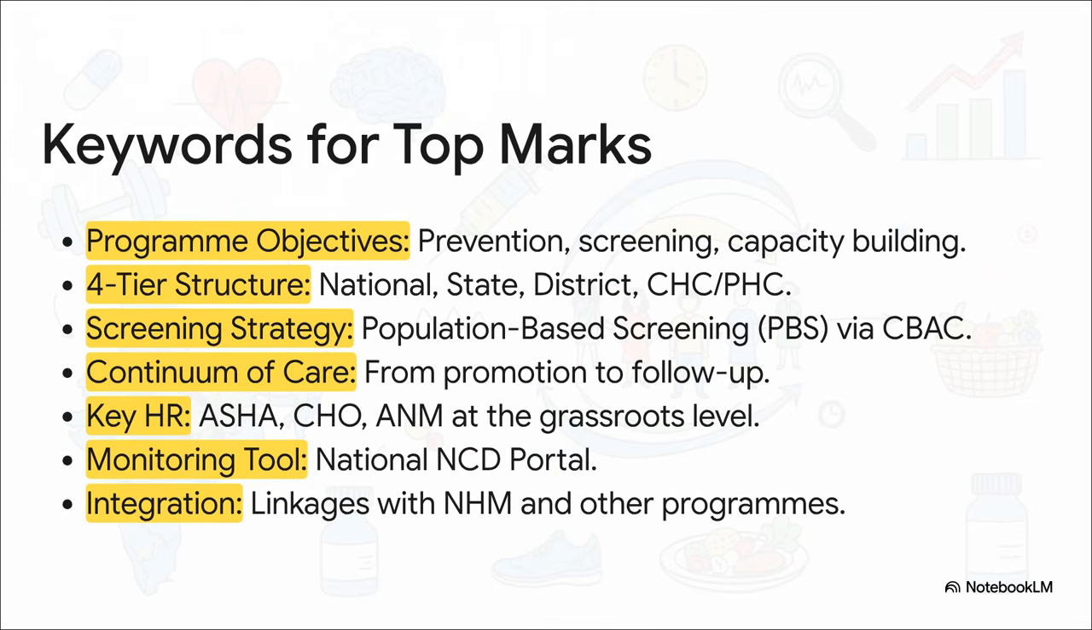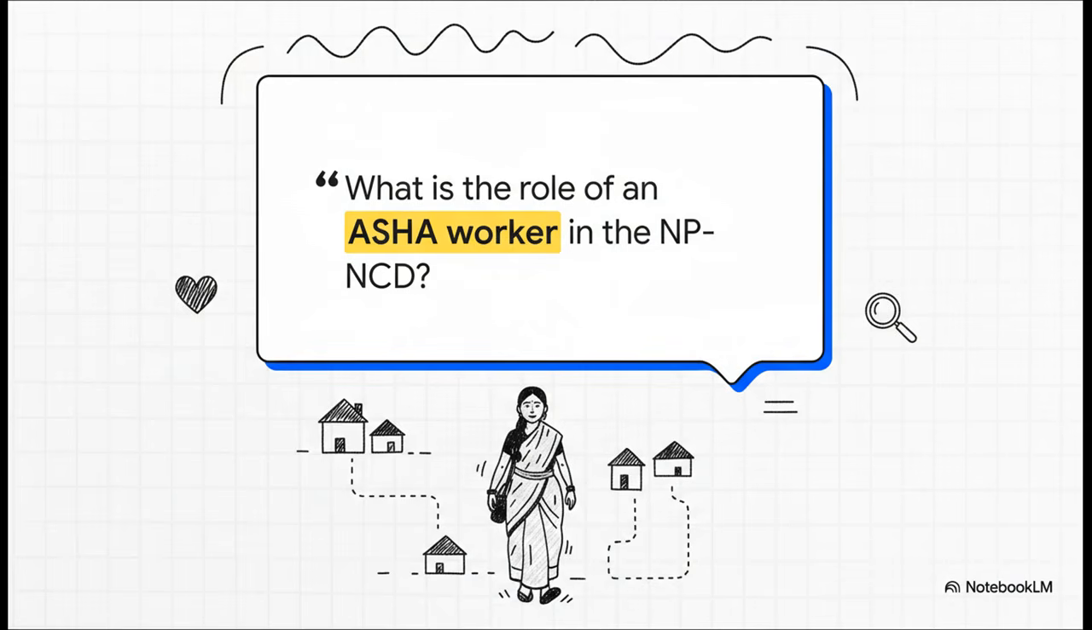And here you go. These are the golden keywords, the ones you need to highlight, underline, and make sure the examiner sees. When they spot terms like population-based screening, PBS, CBAC, and National NCD Portal, they'll know right away that you've got this down cold. Okay, let's pivot for a second and talk Viva Prep.